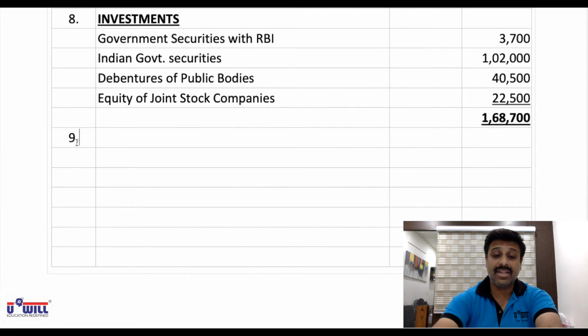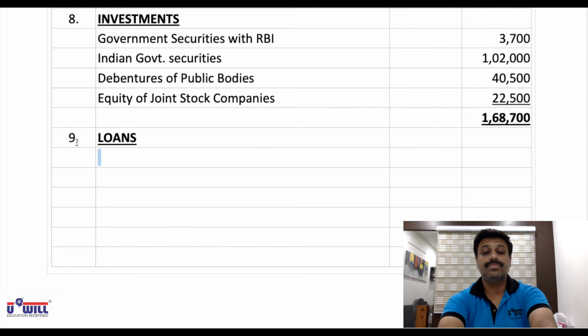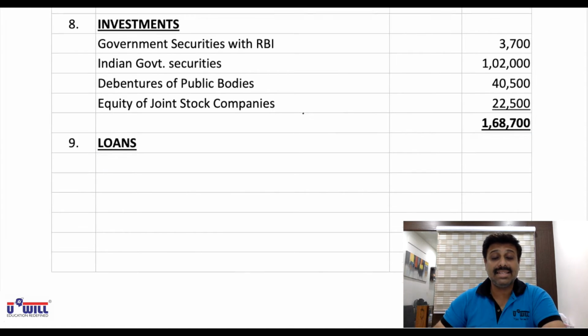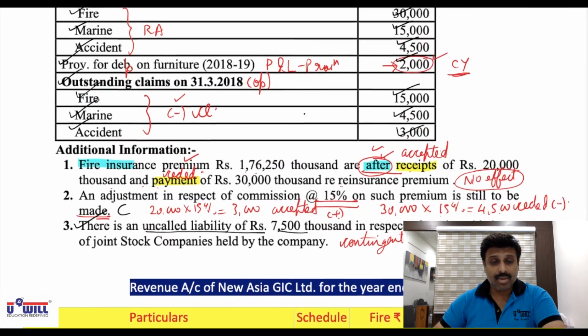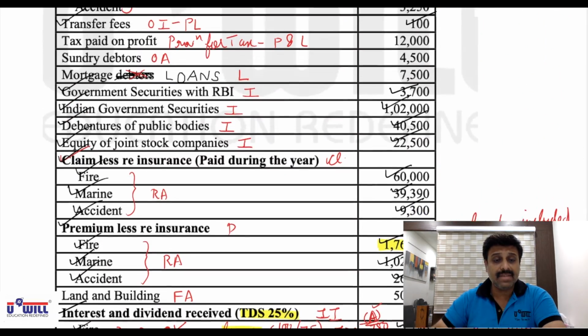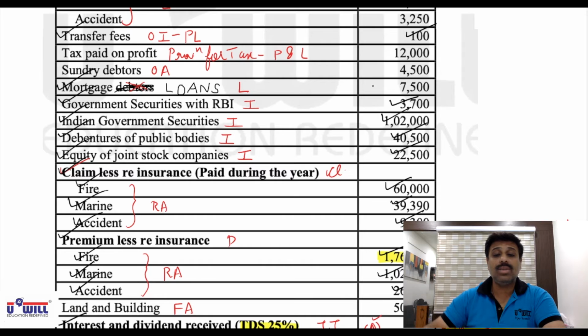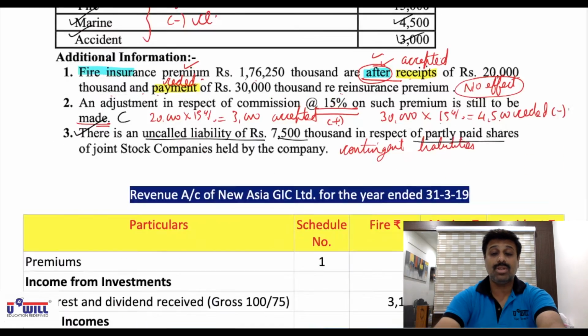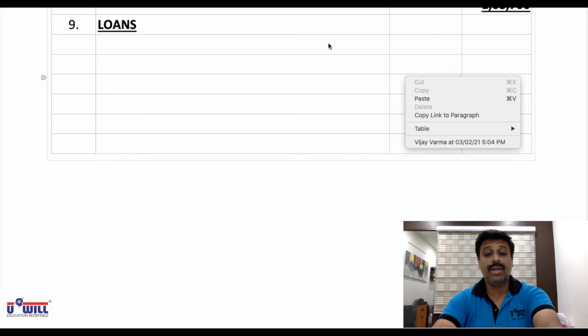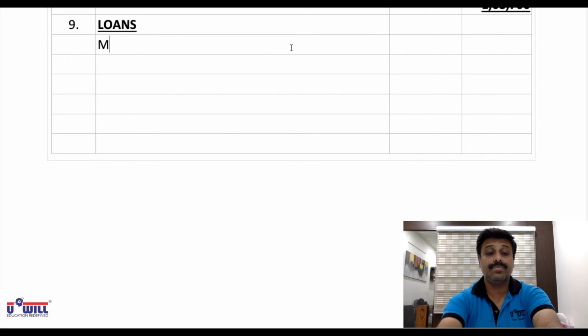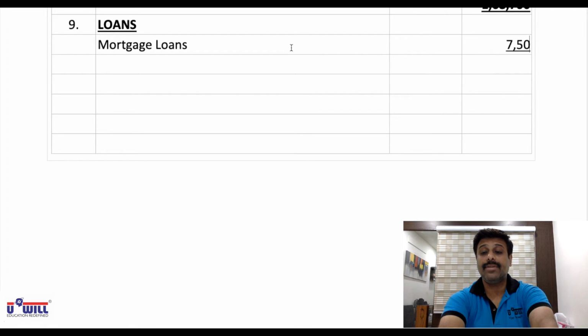Then the 9th item after investments that we'll be showing is loans. So all the items marked as L. I think only one item is there. Mortgage loan was there somewhere in between. Yes, mortgage loan is there, 7,500. Only one item, so that itself will become the total. Write down mortgage loans 7,500. Total also 7,500. Then the 10th would be fixed assets.